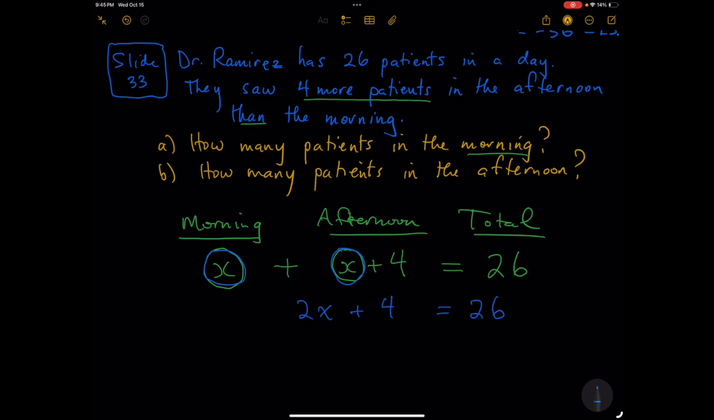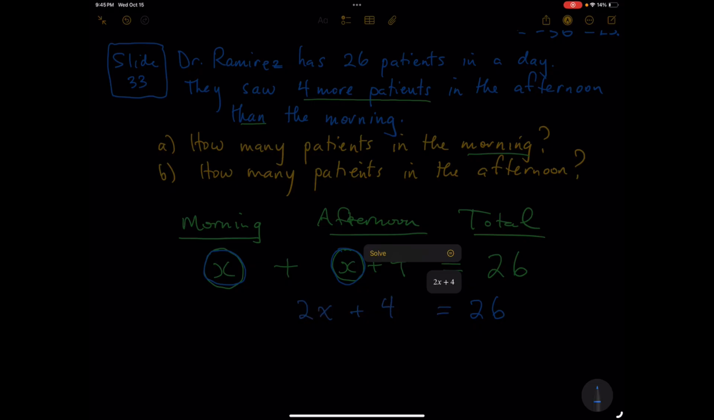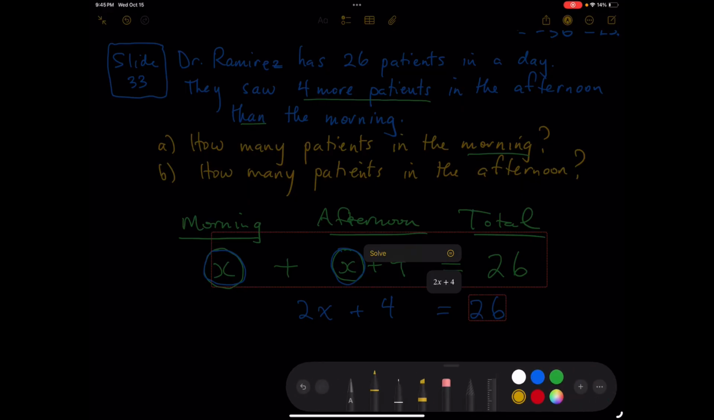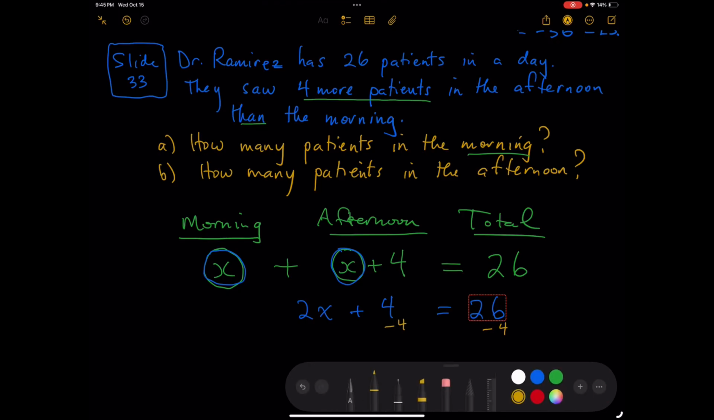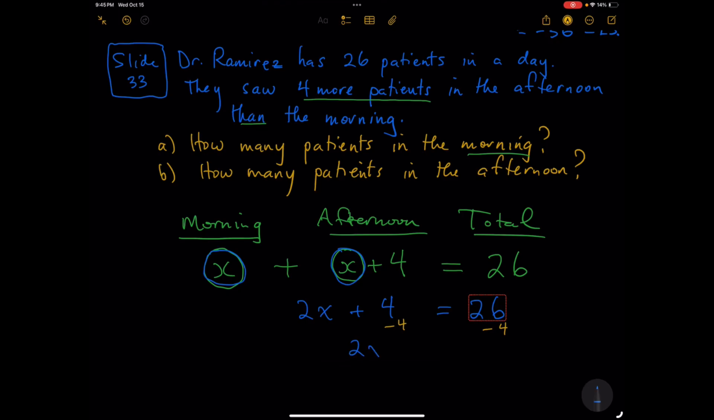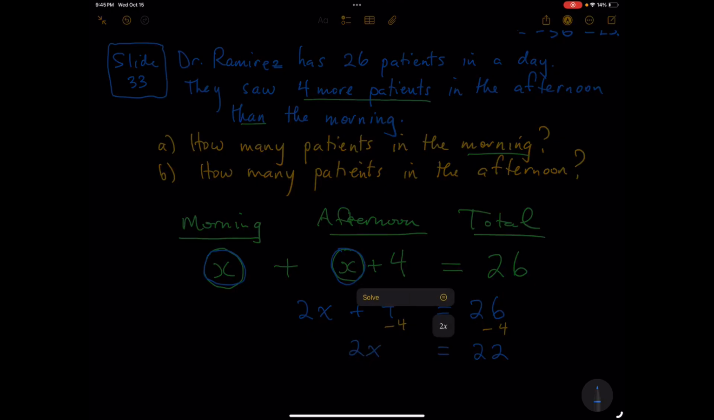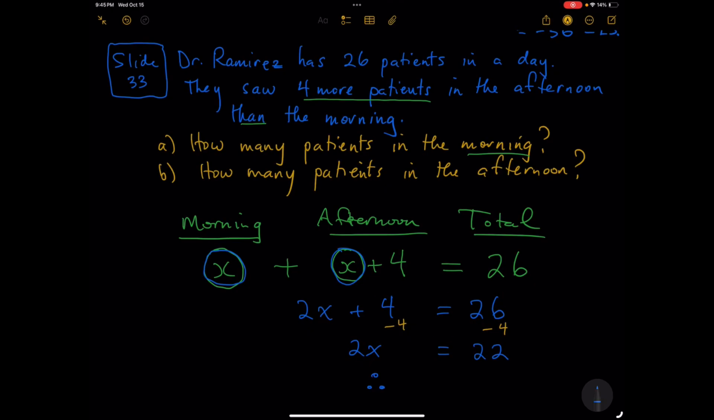Now this equation is much easier to solve than the last few that we did. But anyway, let's just carry on here. I'm going to make the 4 go away from both sides. So that leaves me with 2x equals 22. And therefore, x equals 11.